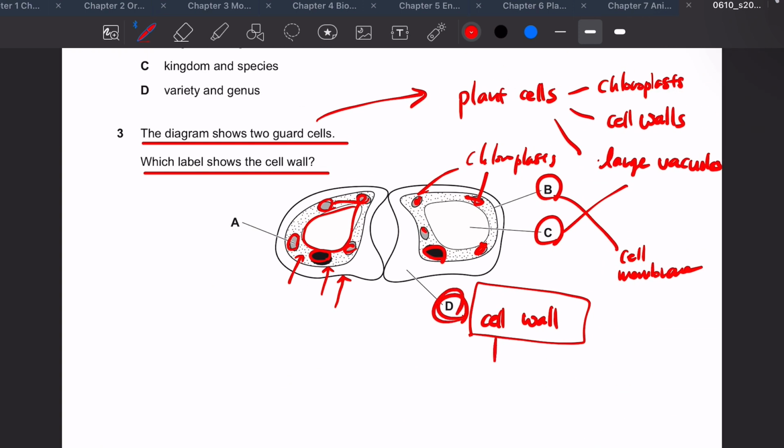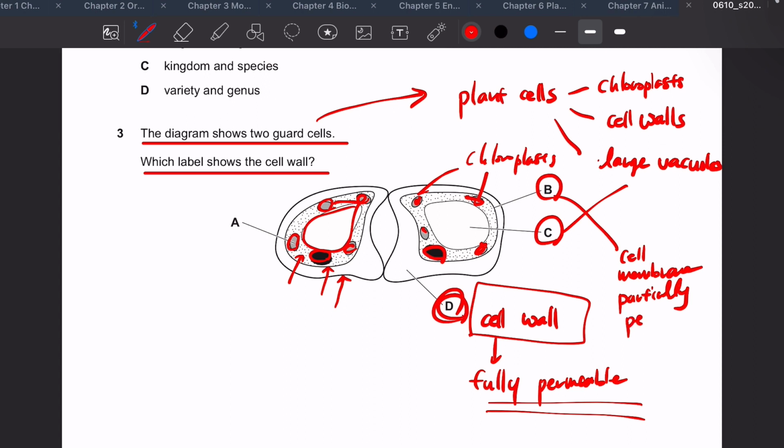Mind you, the cell walls are fully permeable, whereas the cell membranes are partially permeable. Okay, awesome.